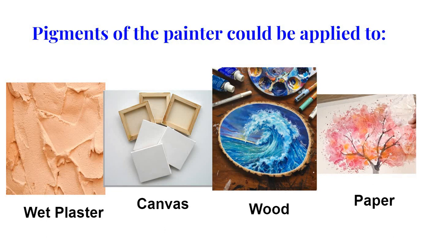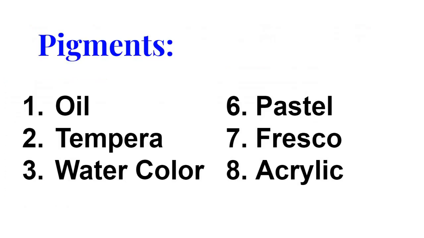So you can apply the pigments to a wet plaster, of course the most commonly known, canvas. Of course wood should also be there, as well as the most affordable, paper. Alright, so these four are the most basic mediums where you can apply the pigments. So now you would ask me, what are the pigments, sir? Here are the different types of pigments. We have oil, tempera, watercolor, pastel, fresco, acrylic. These are the basic ones, because there are still many more.